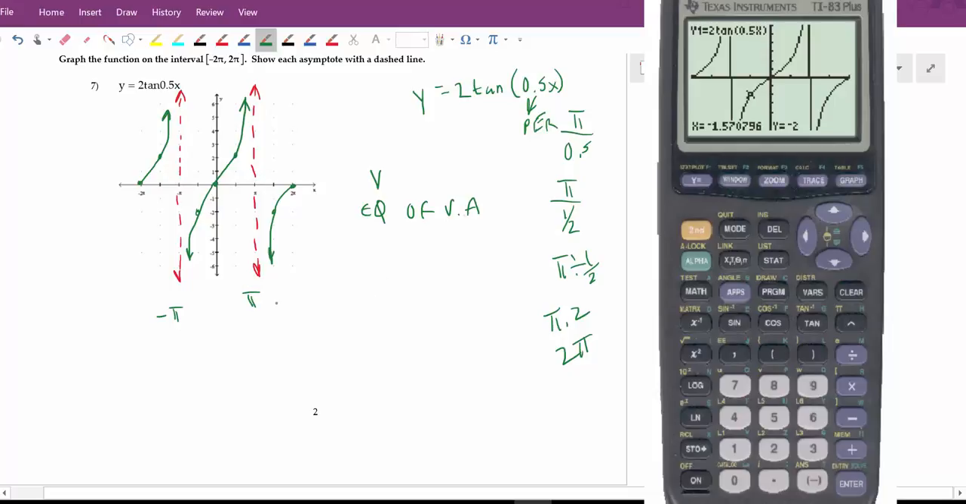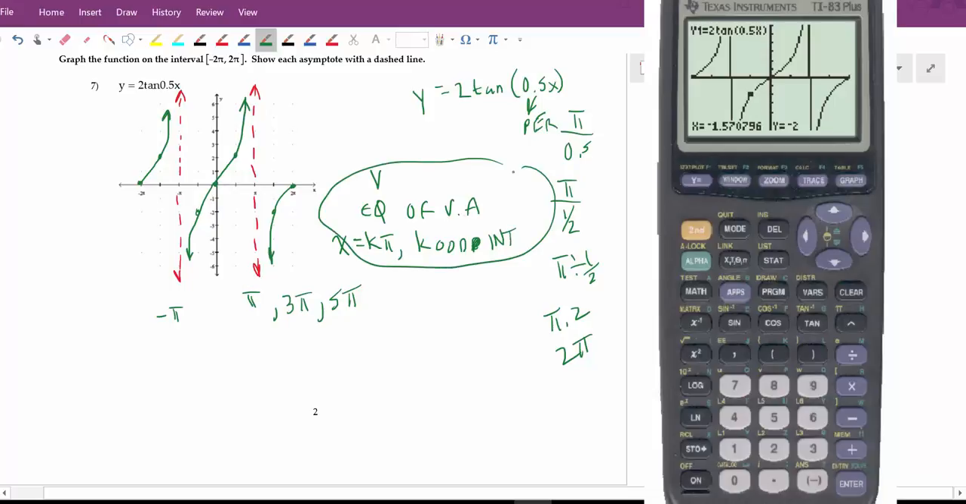So that means the next asymptote after pi would be at 3 pi. It would be 2 pi later. And then it would be at 5 pi and so forth. So for the equation of the vertical asymptote, we would say x equals k pi, where k is an odd integer. Okay, like that. That's how you'd write that out. So that would be a tangent graph or a cotangent graph. I'm going to have you usually do those with a calculator.